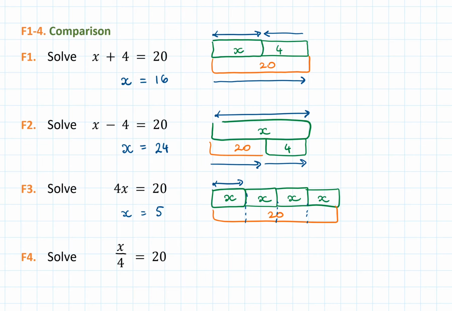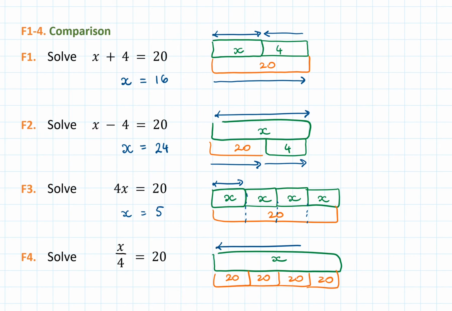The last example is division. So we have x divided into 4 equal parts, each of which is 20. So to work out the value of x, we can say that x will be 4 lots of 20, which is 80. Take a moment to look through these 4 examples and make sure that you understand the difference between the 4 different types of equations. Did you get them correct earlier?